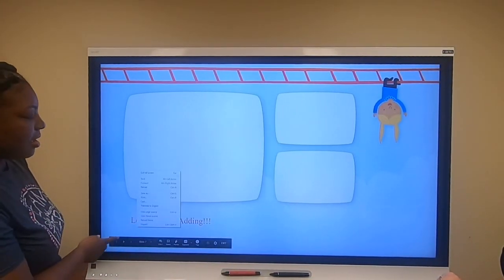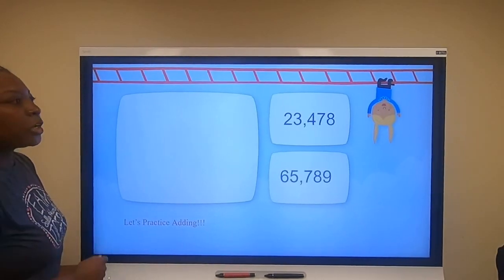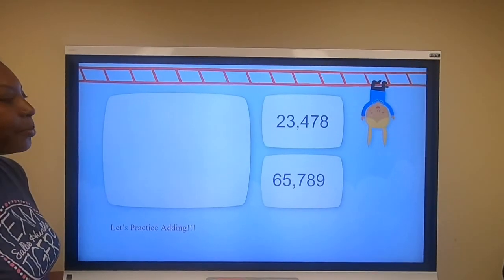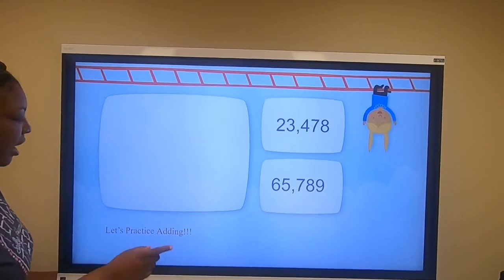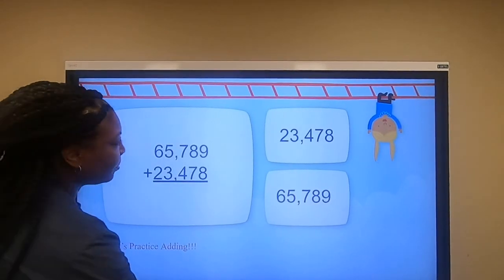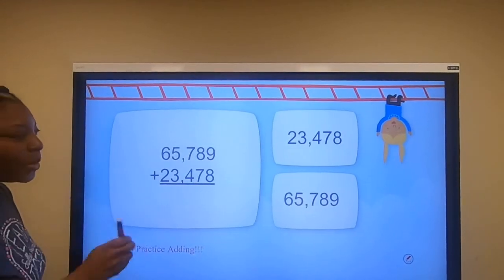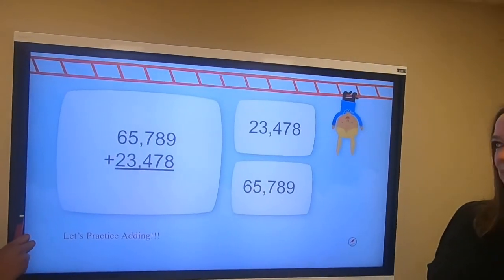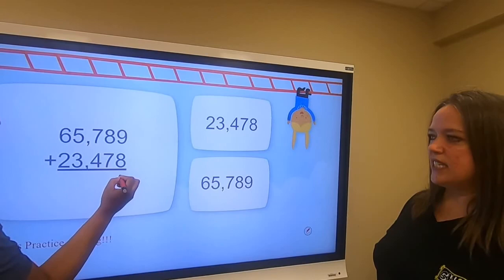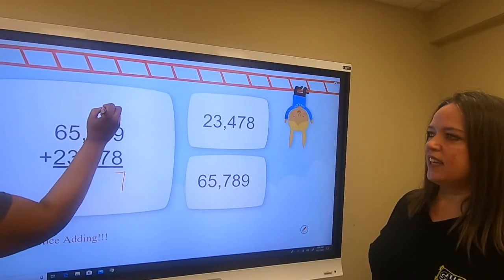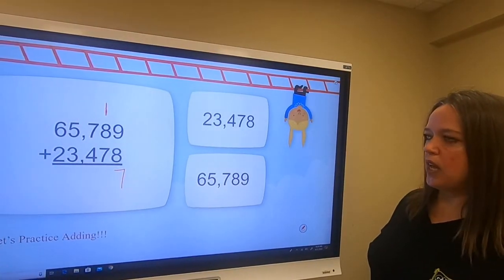Let's practice adding again. 23,478, 65,789. Okay, Miss Wilson, we're going to start in what place? The ones place. And 9 plus 8 is? 17. I'm going to write my 7 and I'm going to carry my 1.